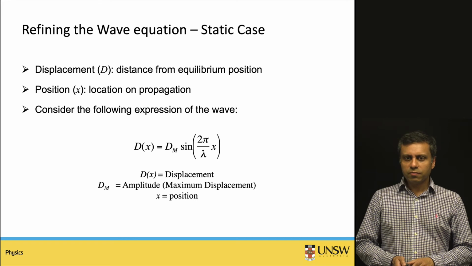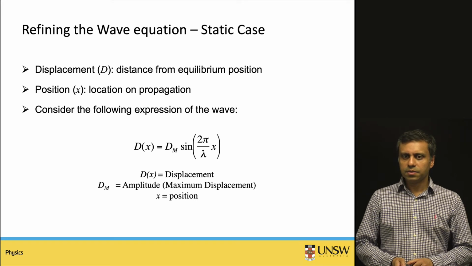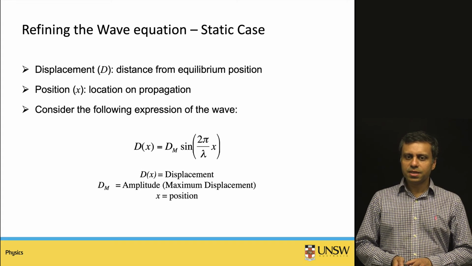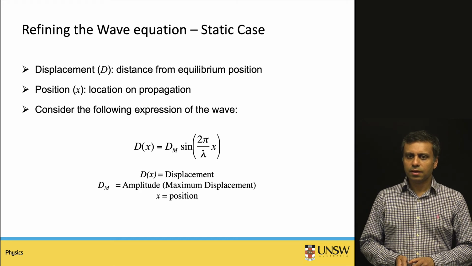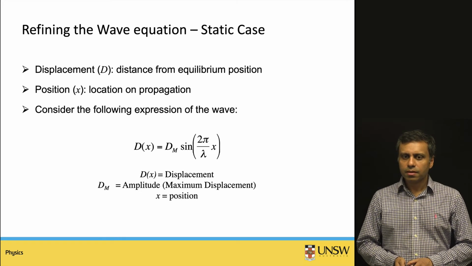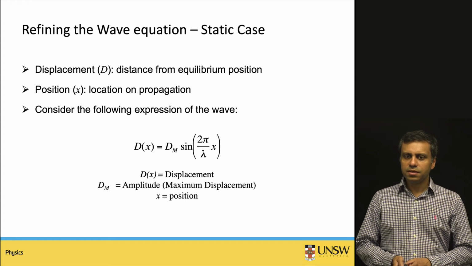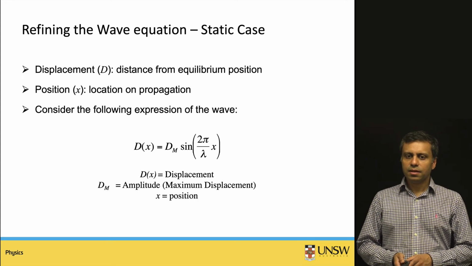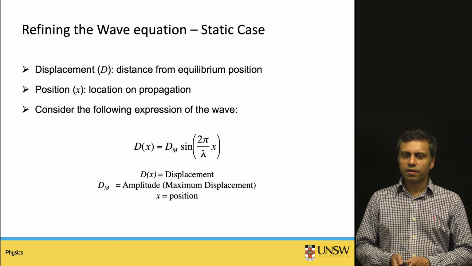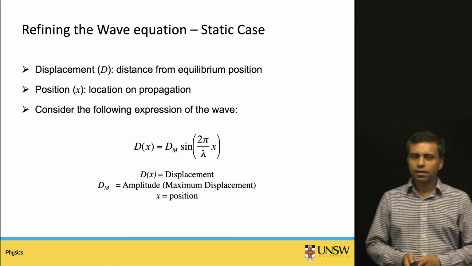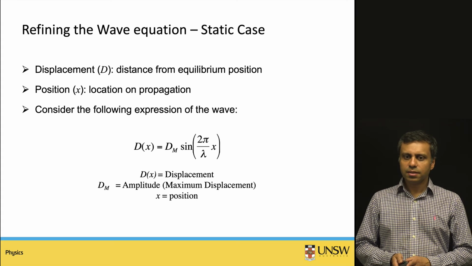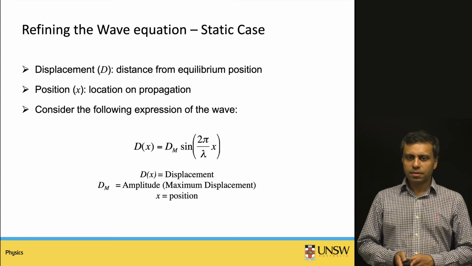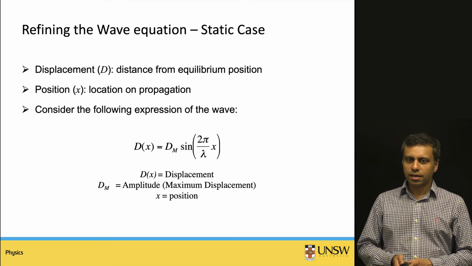Now let us take a look at the wave equation for a static case. We set t equal to 0 in this case, and we obtain the displacement d from the equilibrium position, x in this case. So the wave equation is of this form: d of x equals d of m times a sinusoidal function, and the argument of the sinusoidal function is 2 pi over lambda times x. Over here, d of x is the displacement, and d of m is the amplitude of the wave. That is the maximum possible displacement at any point.